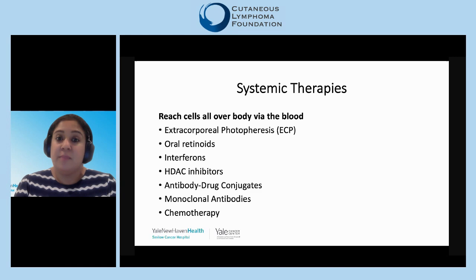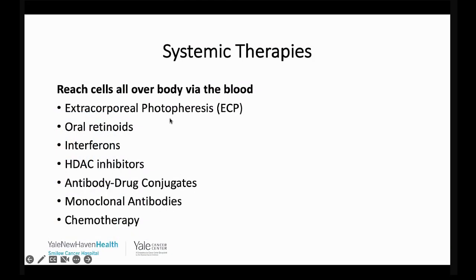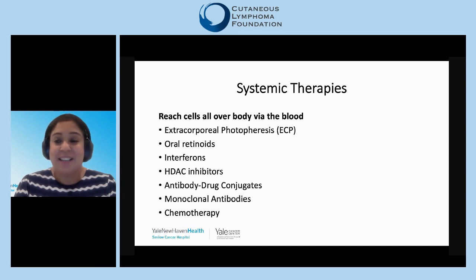Some of the different systemic therapies that are standard of care at this time are extracorporeal photopheresis, or ECP. There are oral retinoid drugs, interferons, HDAC inhibitors, antibody drug conjugates, some monoclonal antibodies, and then more traditional chemotherapy drugs. As you see in this list, the chemotherapy I have listed at the end is because there are so many targeted and different, more non-chemotherapy options that tend to be more active than a lot of traditional chemotherapy options for cutaneous T-cell lymphoma.